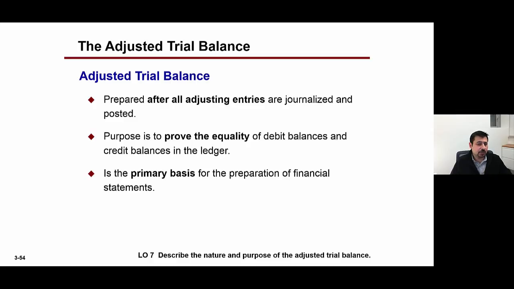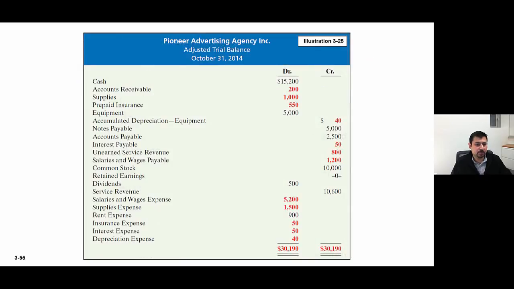And again, here it's like the trial balance. We try to prove the equality of total debits and total credits. And the information in the adjusted trial balance is the basis of financial statements. This is mostly the information that we use in order to prepare the financial statements. And this is how the adjusted trial balance looks. This is the same one for the same company.